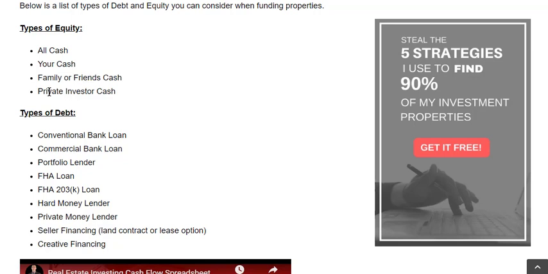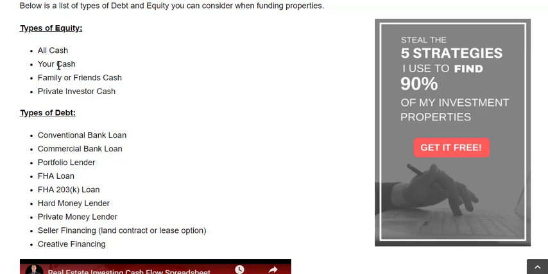If you get private investor cash, maybe you don't actually borrow money and take on debt. Maybe you're actually taking equity out of the property and giving it to another investor or a friend or a family member. So they're putting their cash into the property in exchange for some ownership interest. So that's what equity is. It's basically ownership interest, how much you control and how much you own of the property. So that would be the different ways.